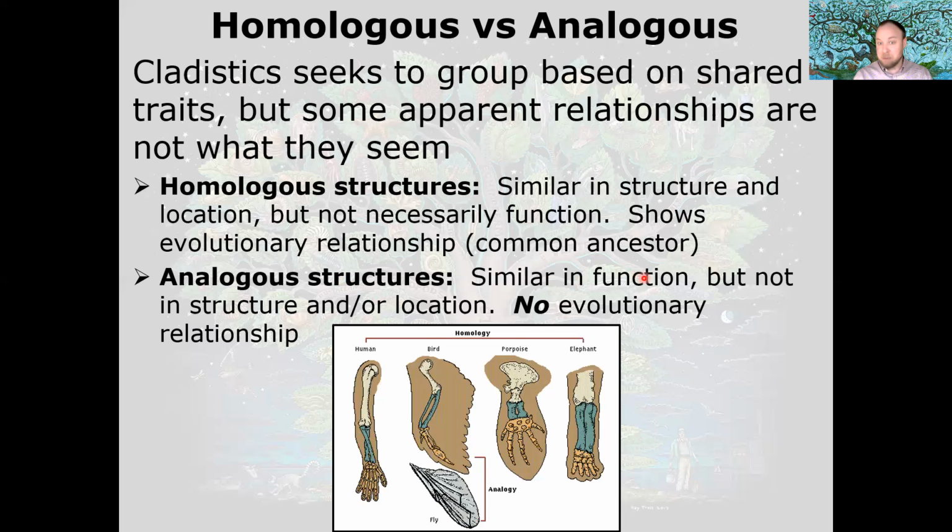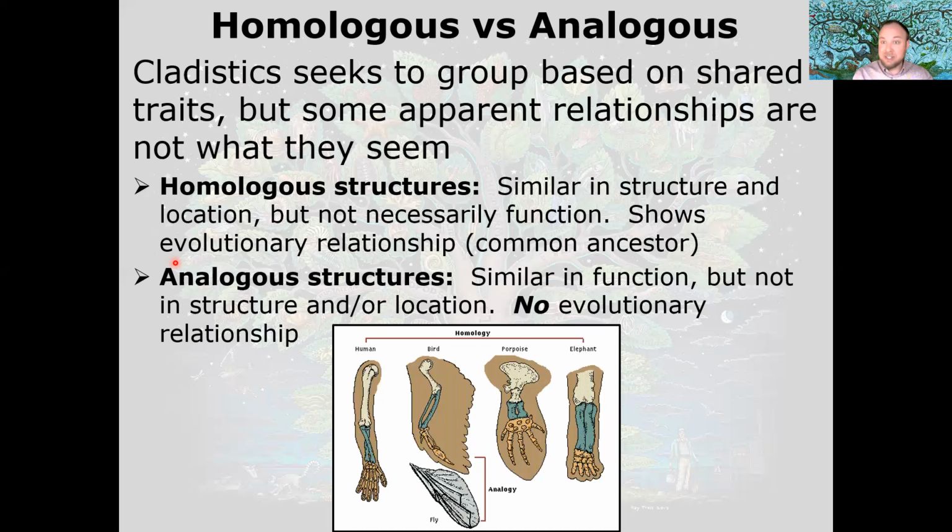Now, if we look at analogous structures, they're very similar in function. So they're used for the same purposes, but they're not similar in structure or location, and there is no evolutionary relationship. For example, birds' wings and flies' wings serve the same purpose, to propel them through the air, but the internal structure of a bird's wing and a fly's wing are entirely different because their evolutionary history is entirely different. So if we start lumping things based on analogous structures, that's probably not the right thing to do. Their similarities are superficial at best.